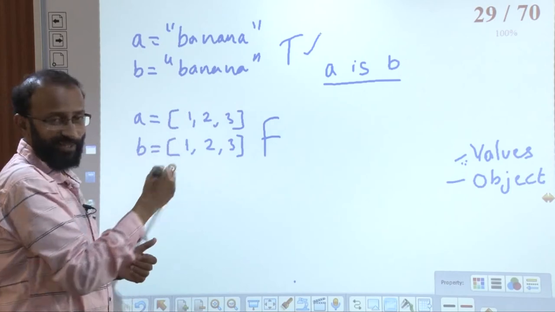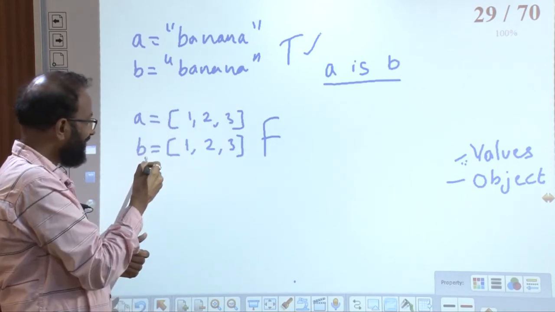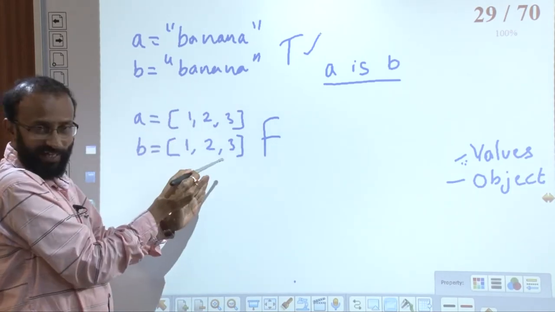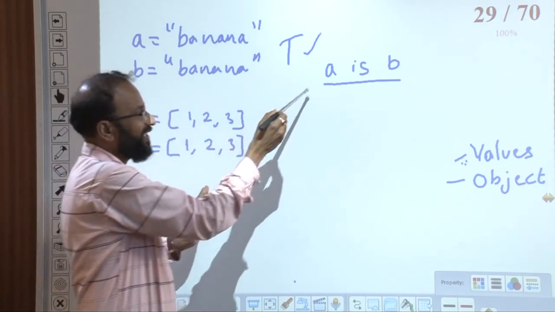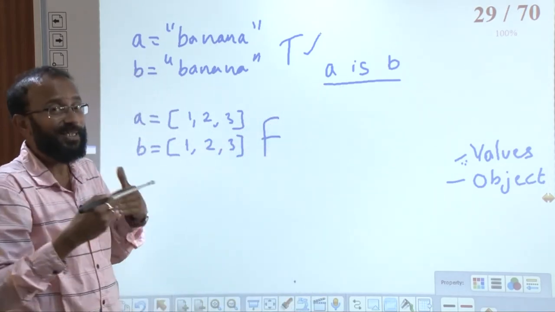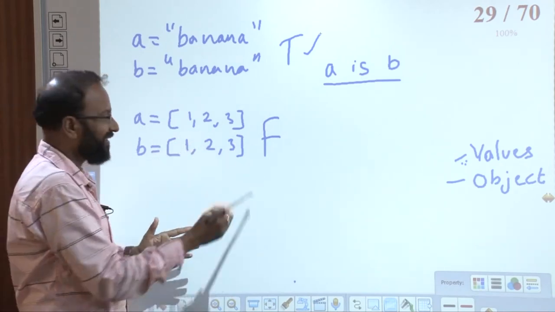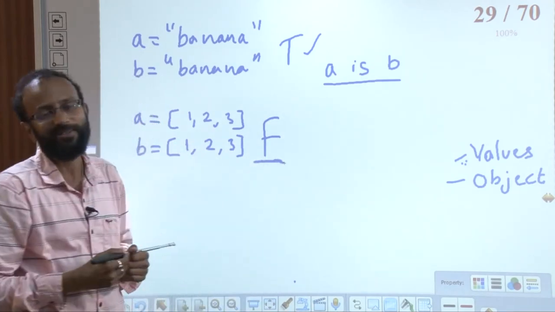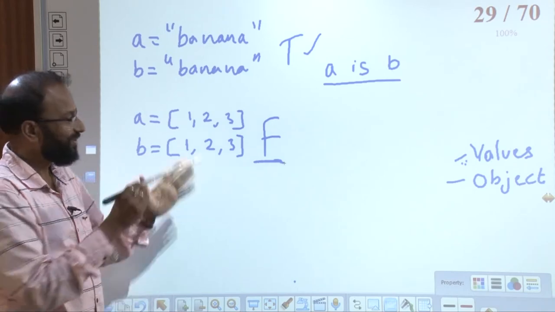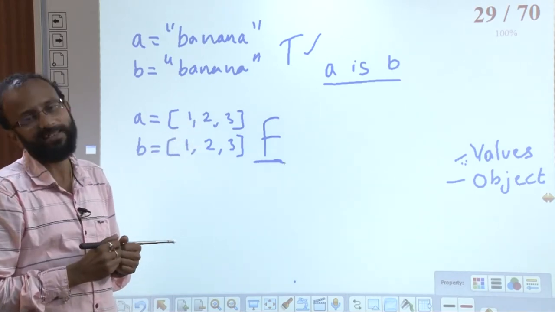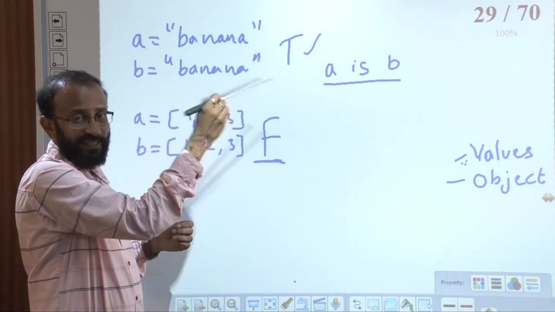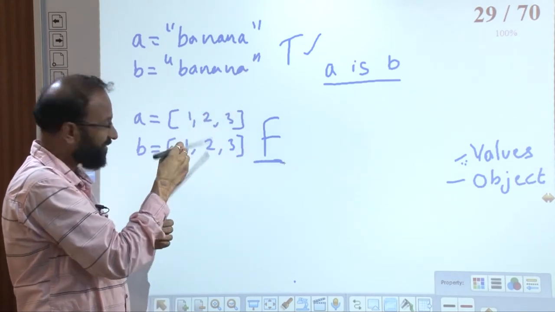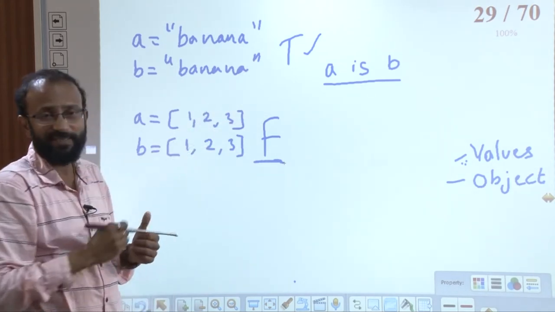Right? But when it is an object, A is a different object, B is a different object. In spite of having the same value, A has a different existence, B has a different existence. So when I check A is B, they are not pointing to the same object, they are two different objects, hence they are treated as false. So we should be very careful in understanding this. When it comes to string, definitely A is B, but when it comes like this, A is a different object, B is a different object.